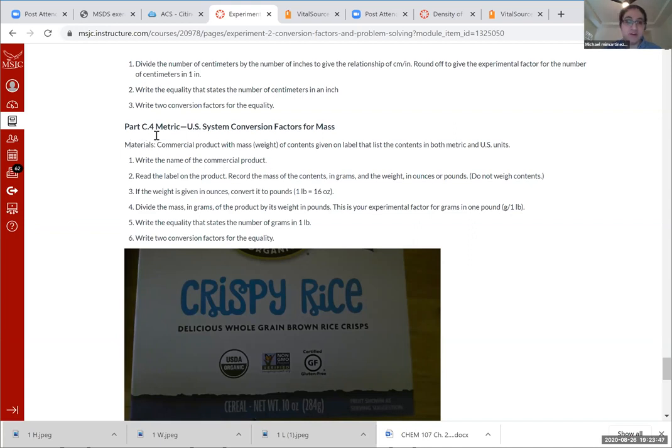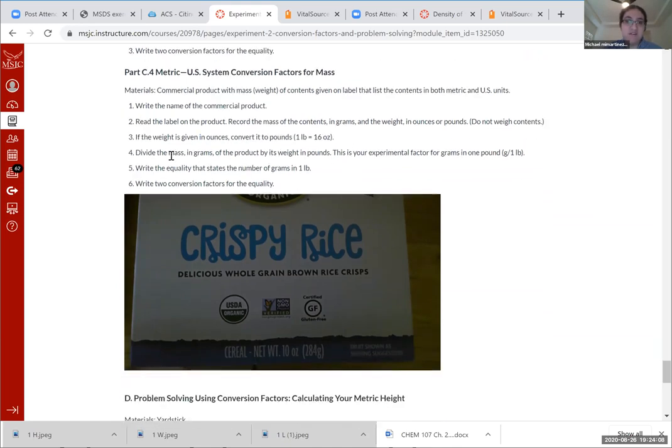So in terms of what you're doing for the part C4 section, you're going to write the name of the product, you're going to read the label, and you're going to record the mass in grams and the weight in ounces or pounds. If the weight is given in ounces, as in this case, you'll convert it to pounds, and then you're going to divide the mass in grams by the weight in pounds. Finally, you're going to write an equality that states the number of grams in 1 pound, and you're going to write 2 conversion factors.